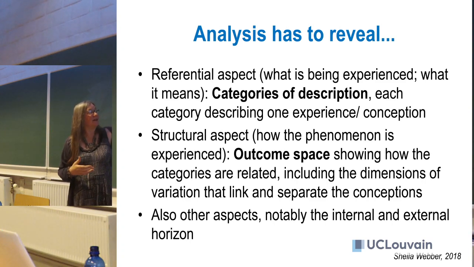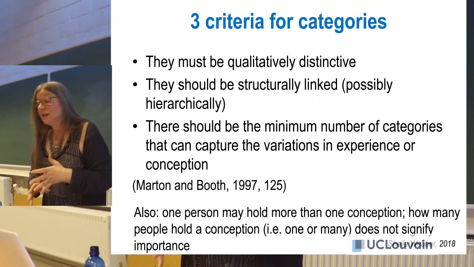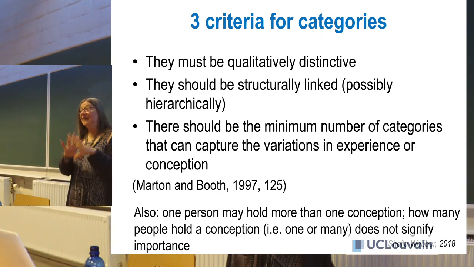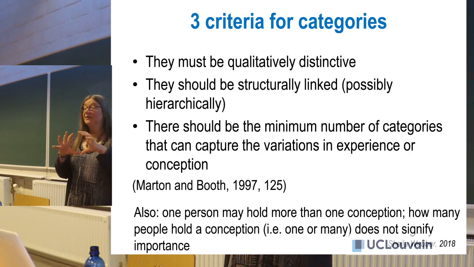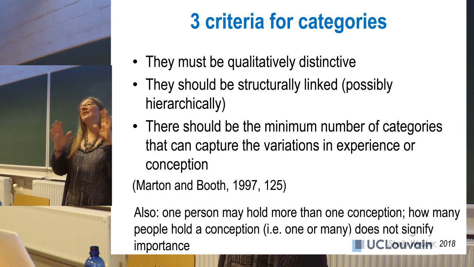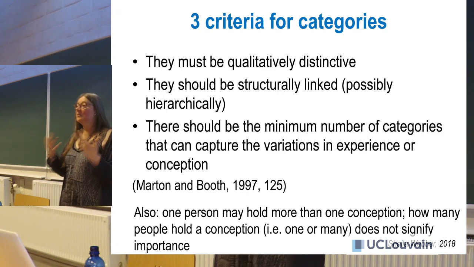And out of that, you have to have a descriptive snapshot and a structure of what's going on. So the analysis has to reveal the referential aspect, what's being experienced, usually identified in categories of description, each one describing one experience or conception, and then the outcome space with dimensions of variation. These are elements which link and separate them, some factor which emerges as important.